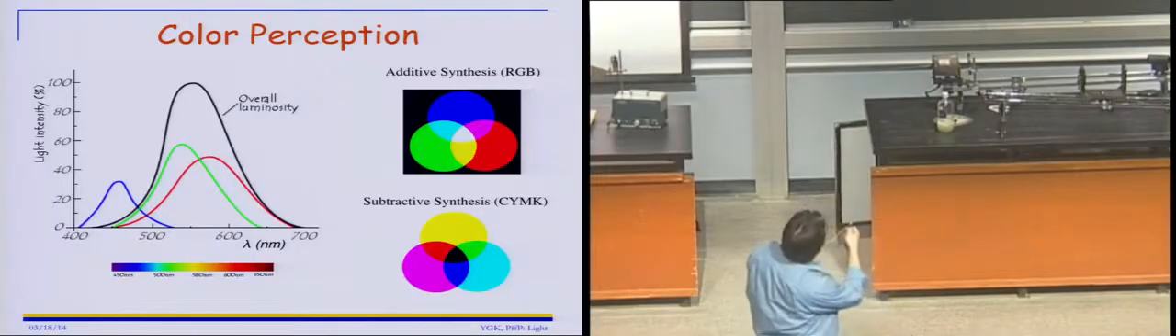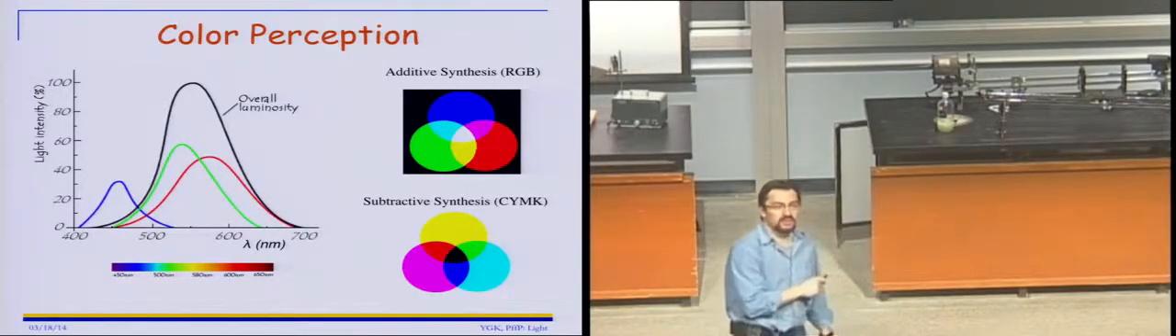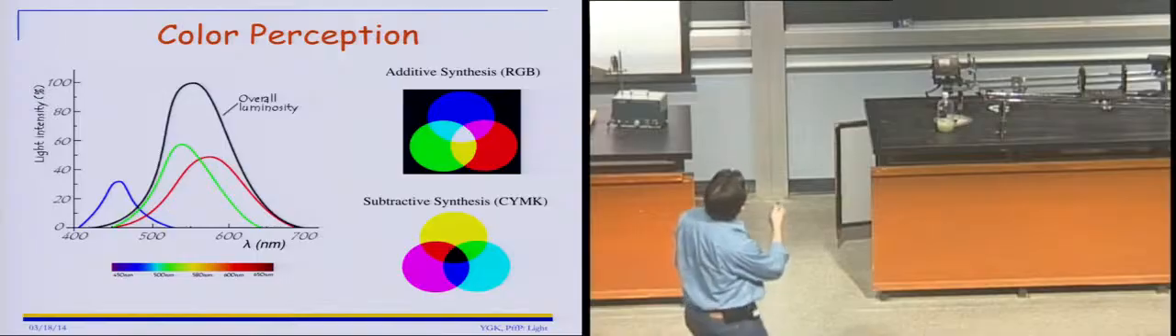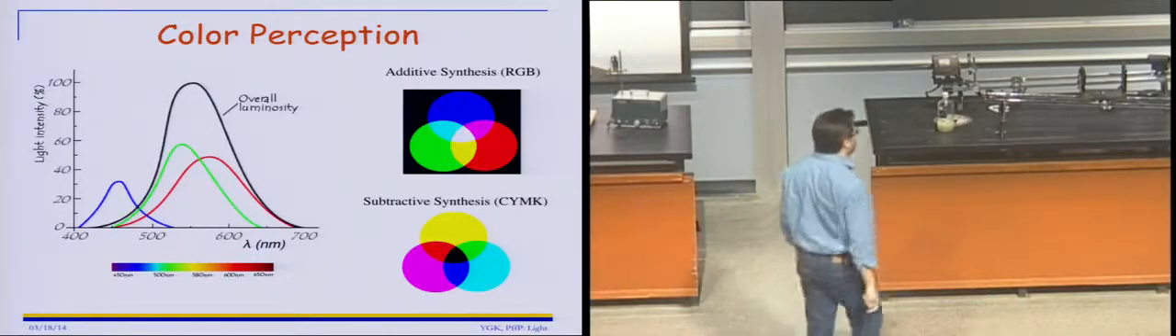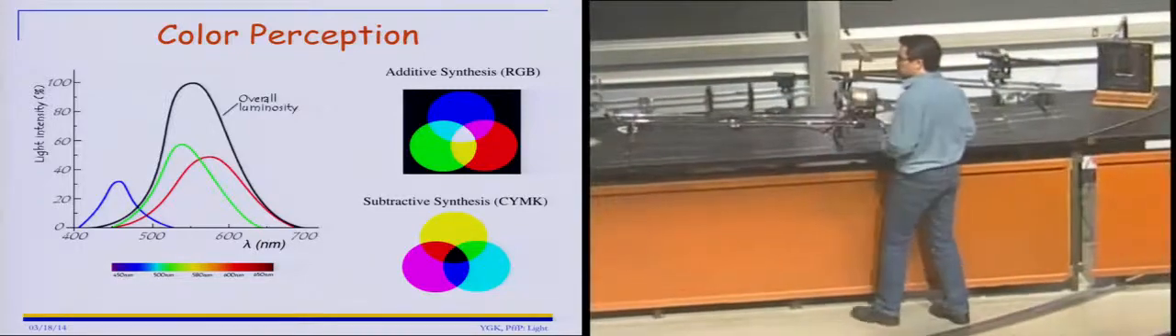Again, the mixture of these colors can look to us as a color that's in between two or three primary colors, and the mixture of all three looks to us as white. Here are the examples of this.